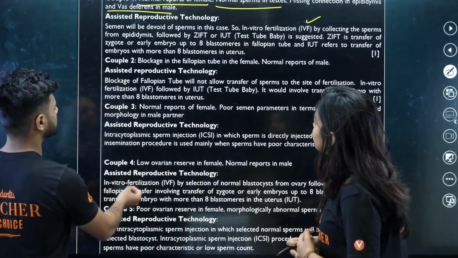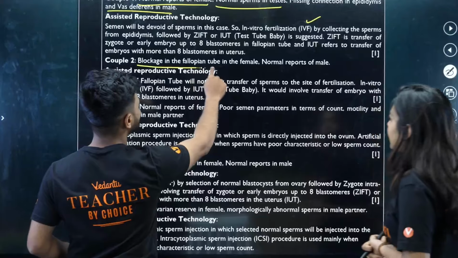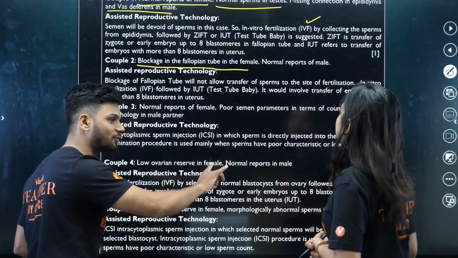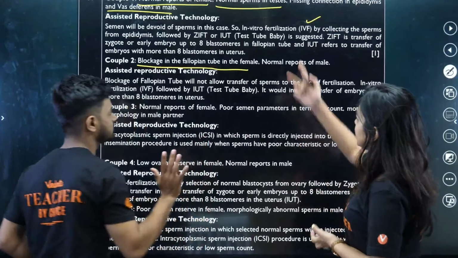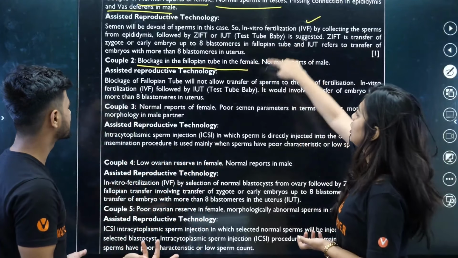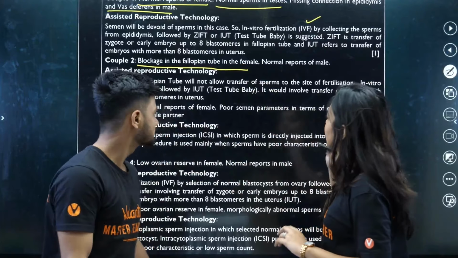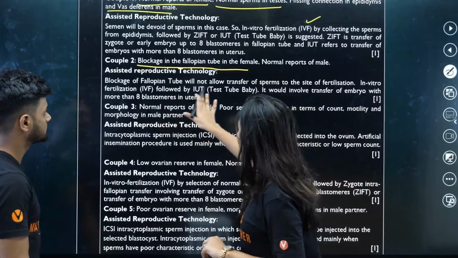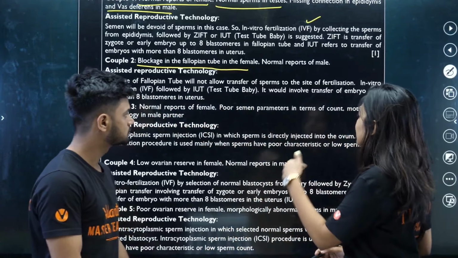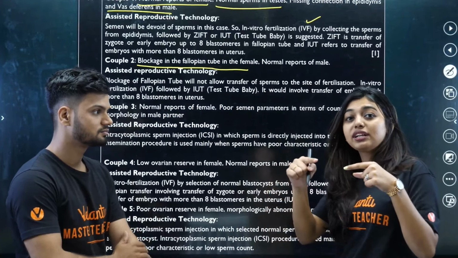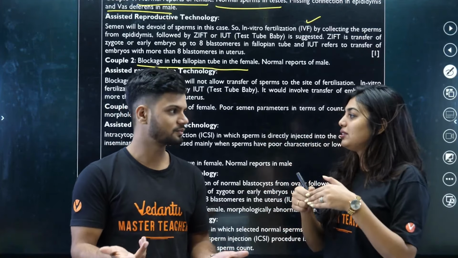Couple number two. Blockage in the fallopian tube in the female. The female has a blockage now. Normal reports of male, just the opposite. Here also the road is blocked, right? The production is happening. So here what we'll do again. Blockage of the fallopian tube will not allow the transfer of sperm to the site. The ampulla, it has to come. Both have to meet, but the road is blocked.